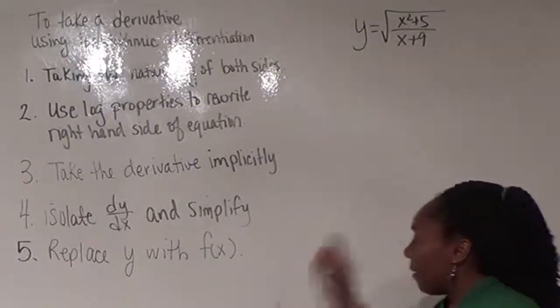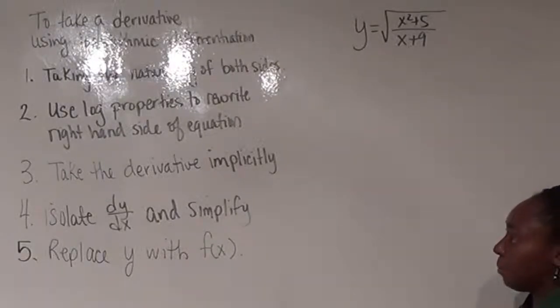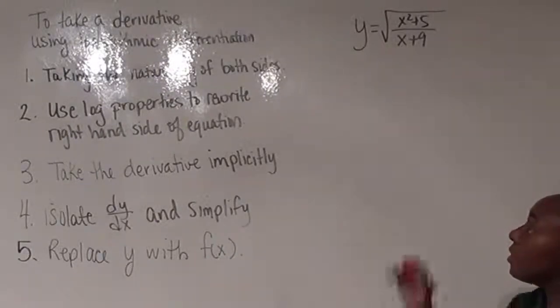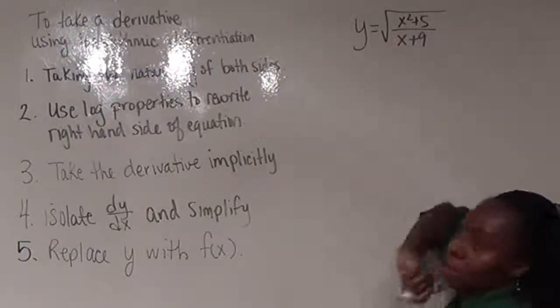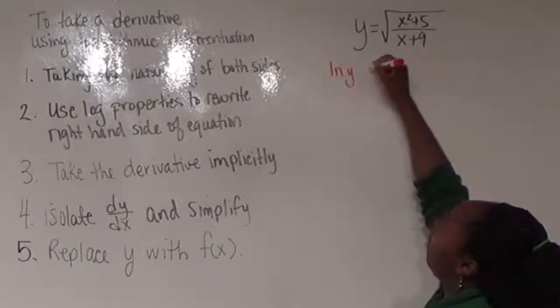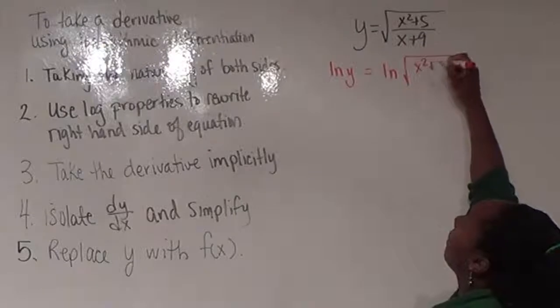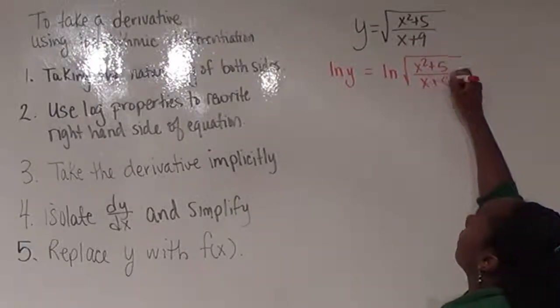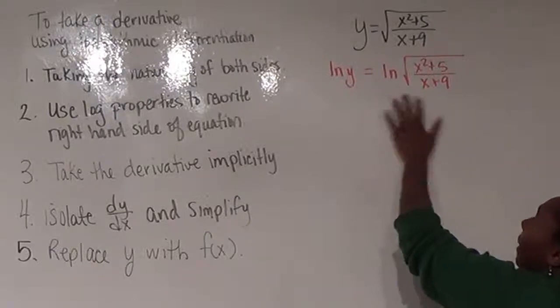Okay? So let's look at that first example. y equals the square root of x squared plus 5 over x plus 9. So using our logarithmic differentiation, we're going to start by taking the natural log of both sides of this equation. So if I take the natural log of y and the natural log of this square root, we can then use our log properties to rewrite this right-hand side.